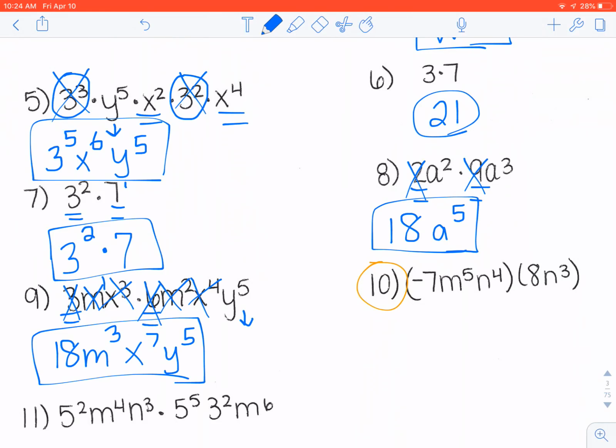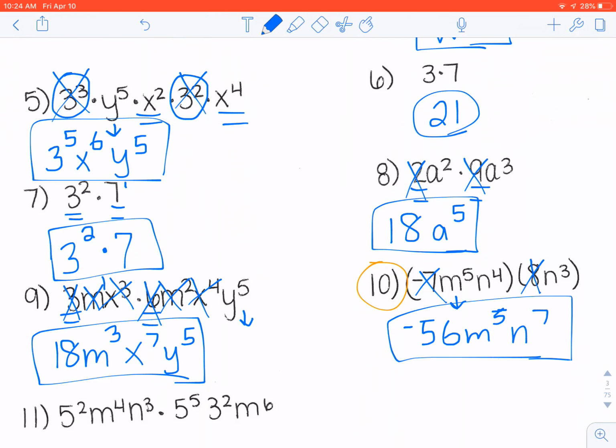Okay, number 10, we have the use of parentheses again, okay, which just means that everything is being multiplied together. So negative 7 times 8 is negative 56. Okay, the m is by itself, so you are just rewriting it. And then the n, you have n to the 4th times n to the 3rd, which is n to the 7th. So your answer for 10 should have been negative 56, m to the 5th, n to the 7th.